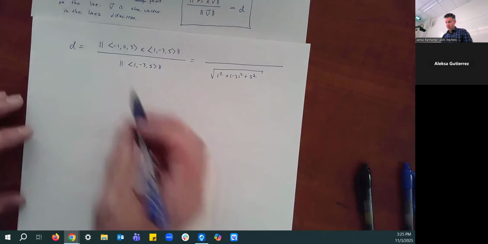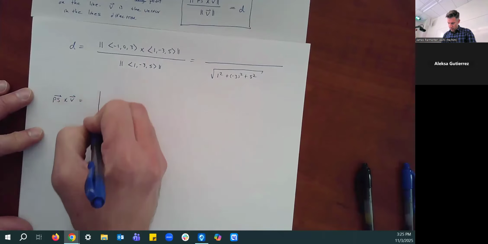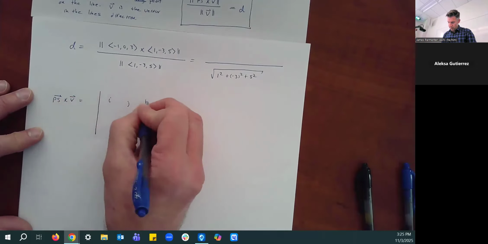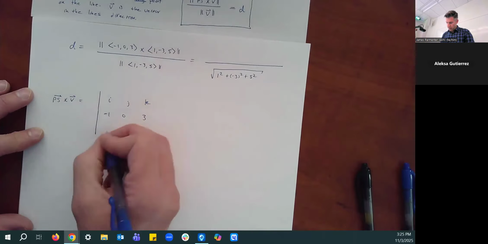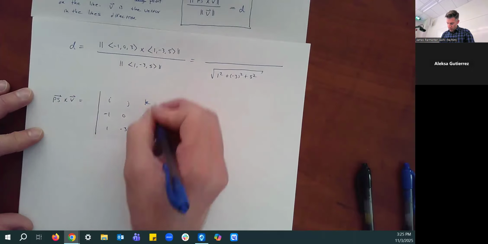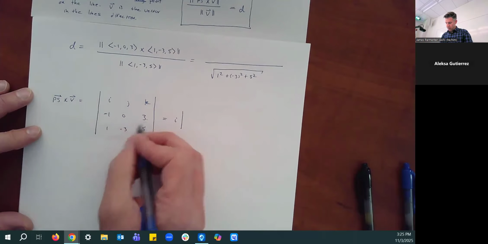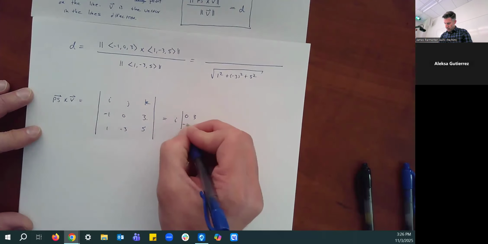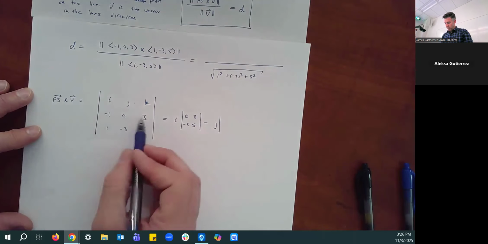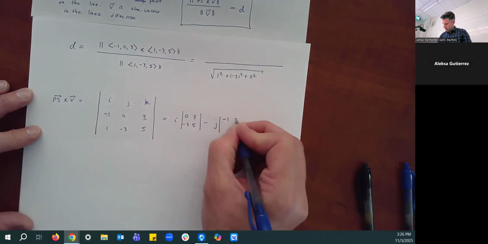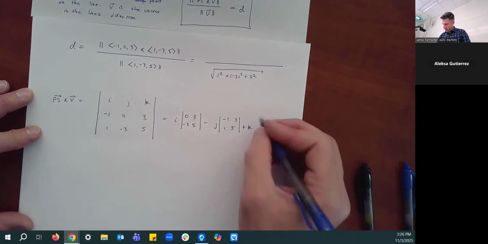To find PS crossed with V, it's going to be the determinant of this fun thing. PS first, negative 1, 0, 3. V second, 1, negative 3, 5. And we do the usual dance. We have I times the determinant of 0, 3, negative 3, 5, minus J times the determinant of negative 1, 3, 1, 5, plus K times the determinant of negative 1, 0, 1, negative 3.